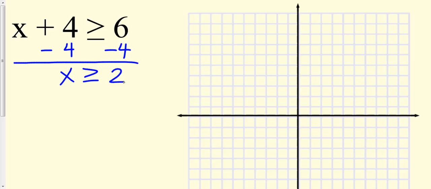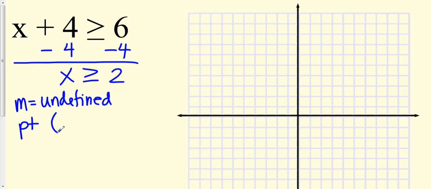And for this one, we need to talk about slope. Slope is undefined. We need to talk about our starting point. I wrote into B. Don't write into B. The starting point is actually on the x-axis. My starting point is (2, 0) on the x-axis. Okay, so finding (2, 0) on my x-axis, there it is.